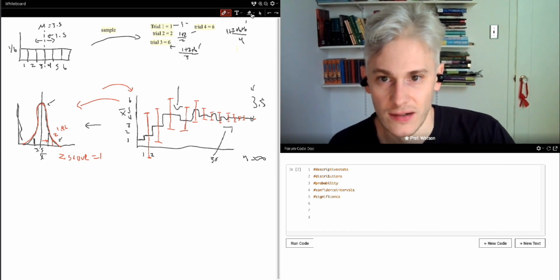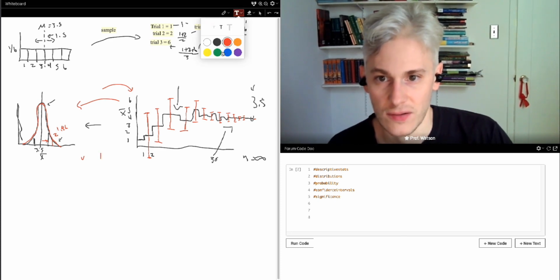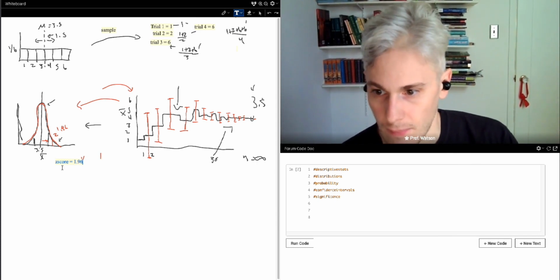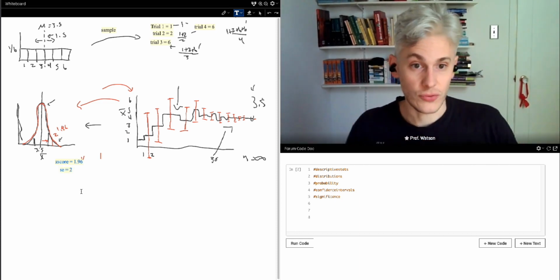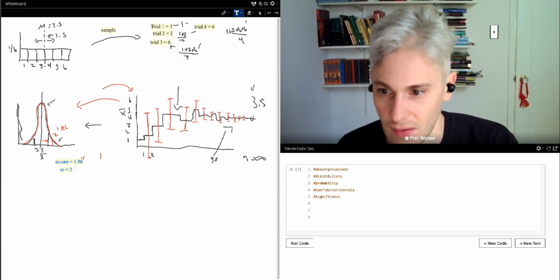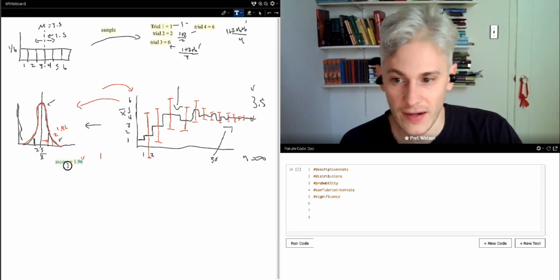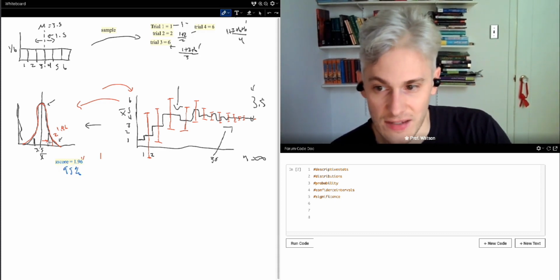Actually, let me change colors again here. Let me do the text too. Let's go to blue. And you know that that corresponds to standard error of 2. So say this properly. So z-score of 1.96, 2 standard deviations essentially above the mean. That z-score is going to correspond to 95% of the mass of this distribution.